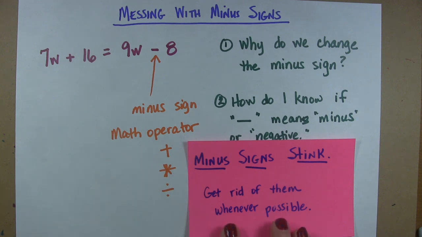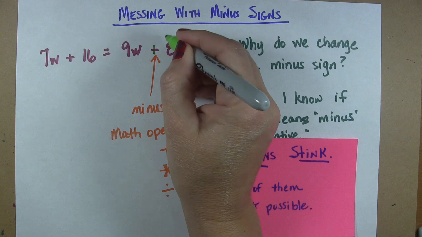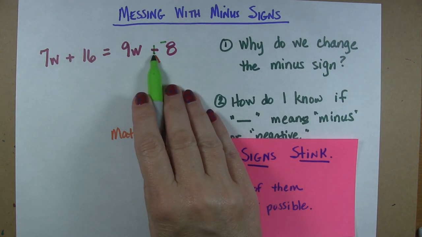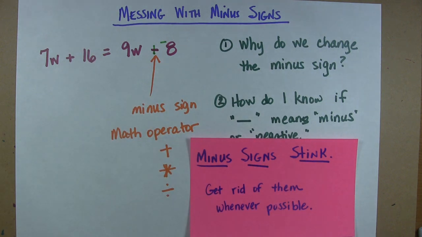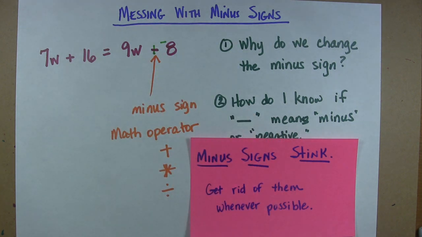So then the question becomes, well, you tell me to get rid of them. How do you get rid of them? I will show you how. To get rid of a minus sign, you change it into plus a negative. That's what you do. You change it into a plus, and then you make the very next term negative. That's all there is to it. Now you have a nice plus sign, and you have a negative number.